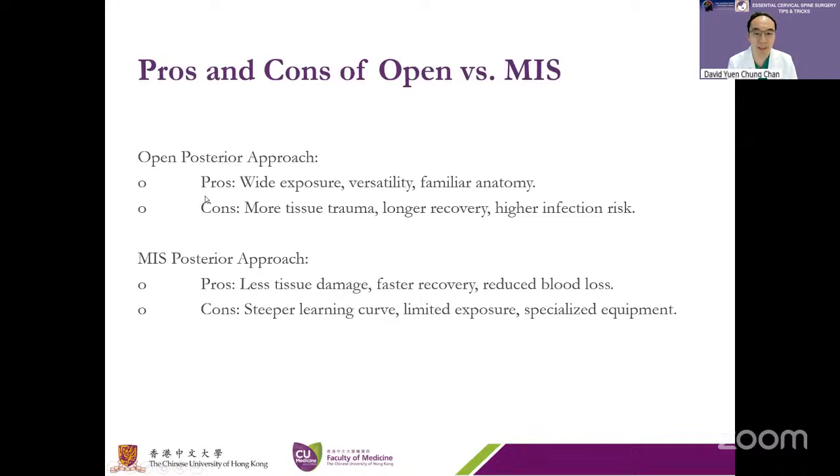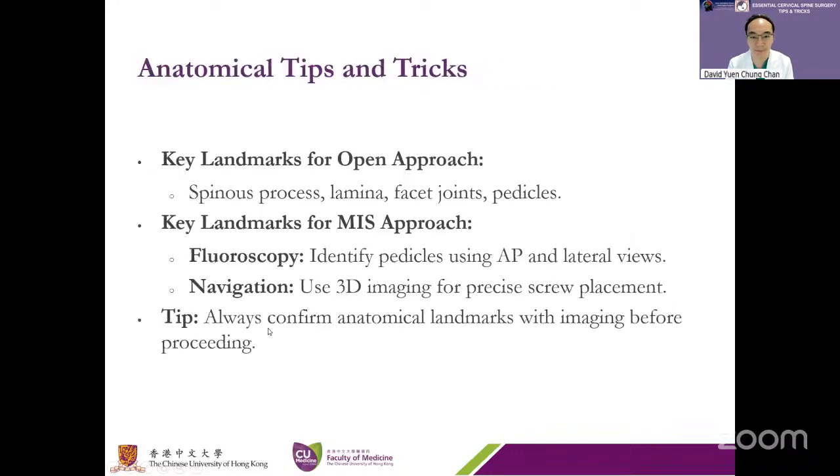So an open posterior approach allows wide exposure and is very versatile, but potentially more tissue trauma and potentially longer recovery. Whereas for MIS approach, you can achieve more with a potentially smaller wound, with less tissue damage and less blood loss. But the cons are a steeper learning curve, potentially limited exposure, and also risk of inadequate decompression requiring reoperation. And the risk is particularly higher for cervical spine in contrast to lumbar spine.